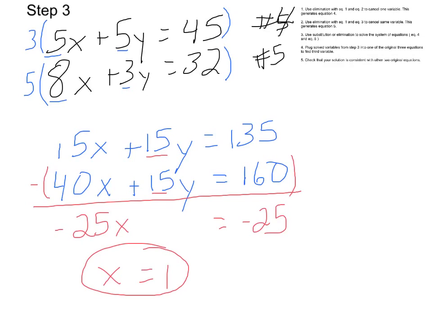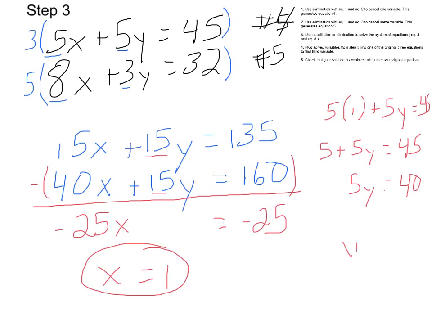If we plug that into one of our top two equations, what we'll wind up having is 5 times 1 plus 5y is equal to 45. 5 plus 5y is 45. 5y is 40, and we get y is equal to 8. Now we've solved for two of our variables.